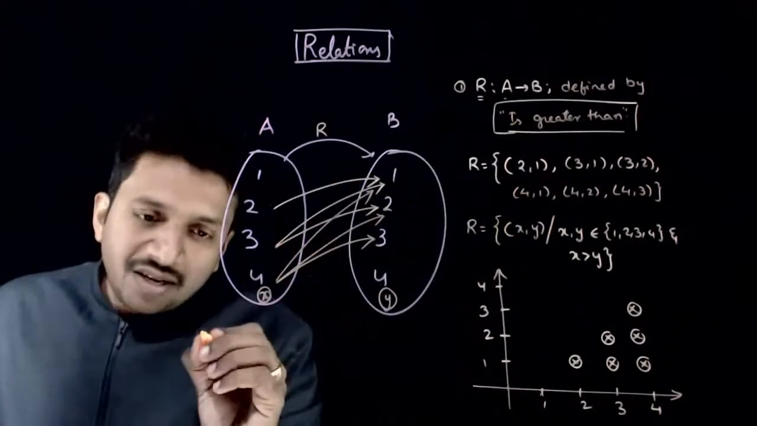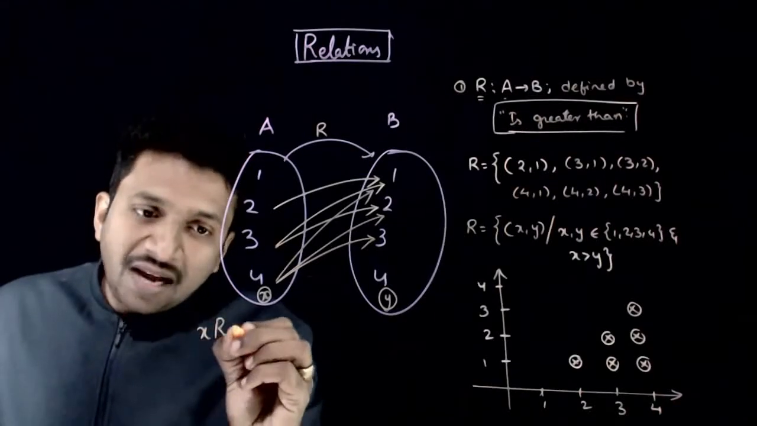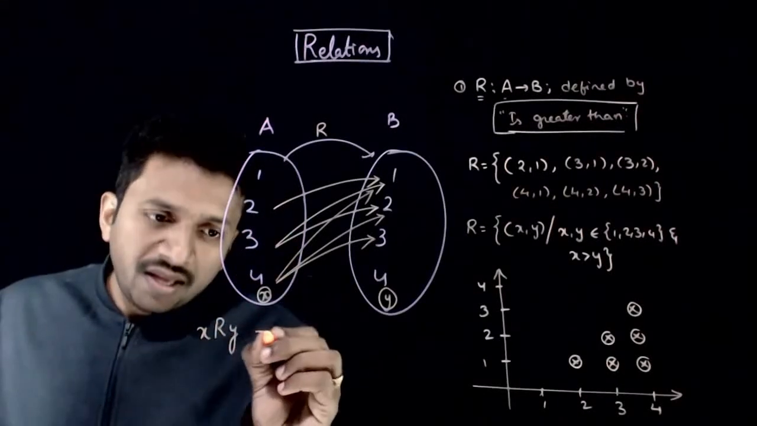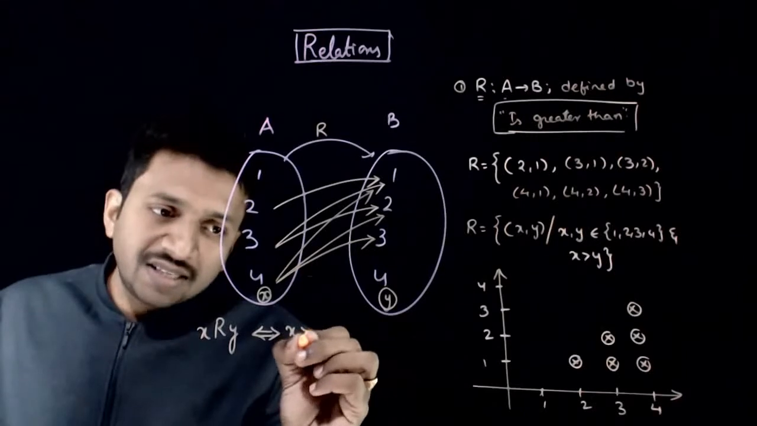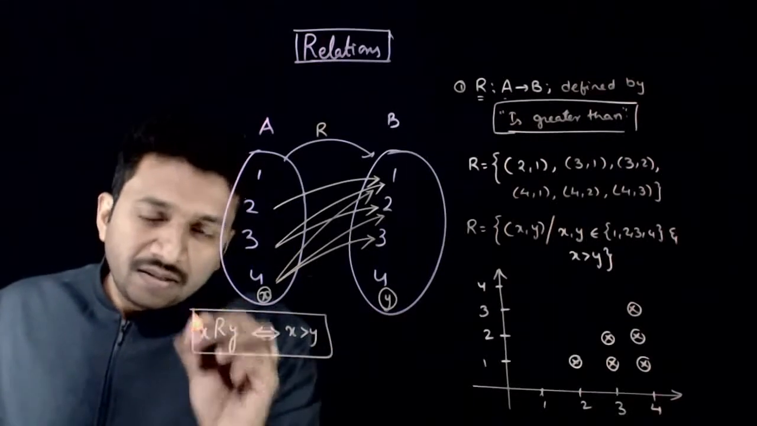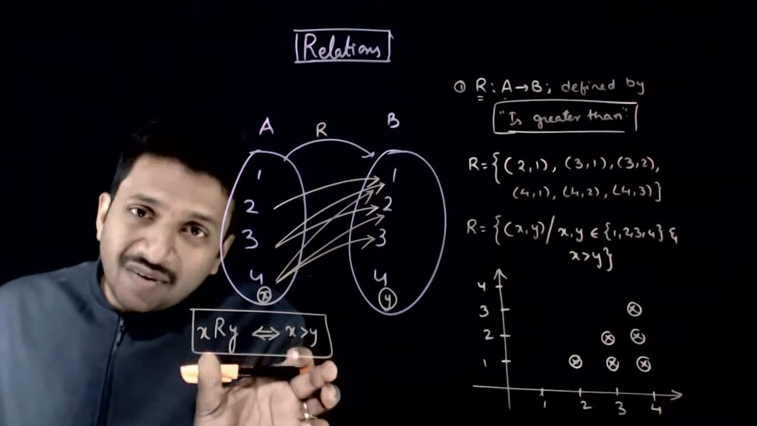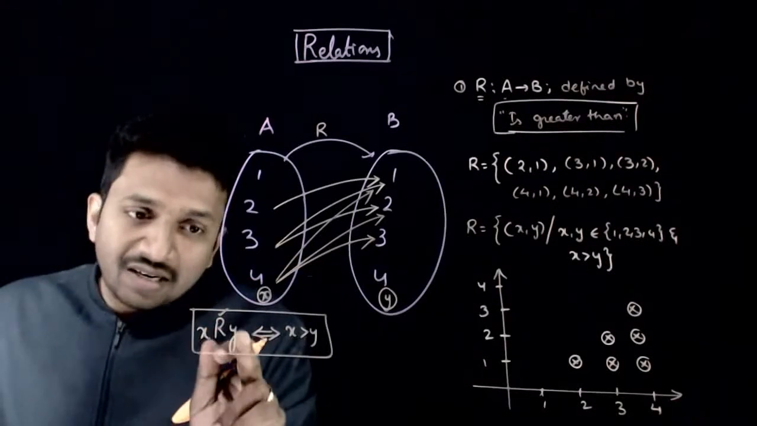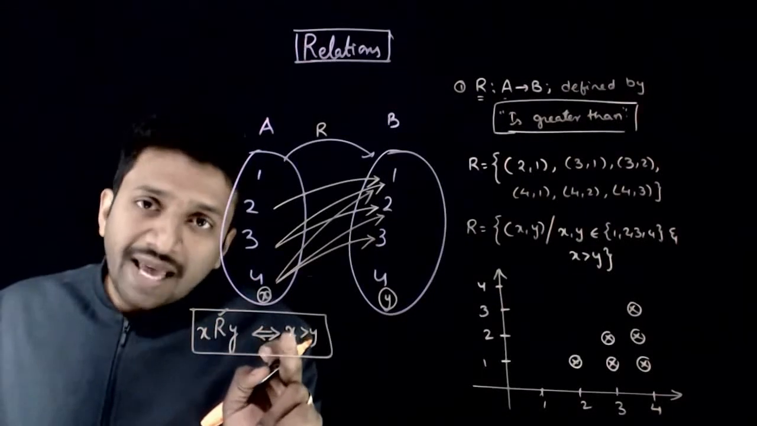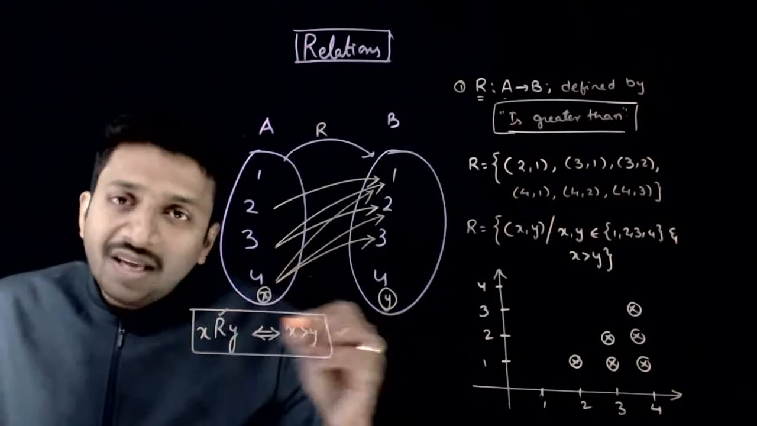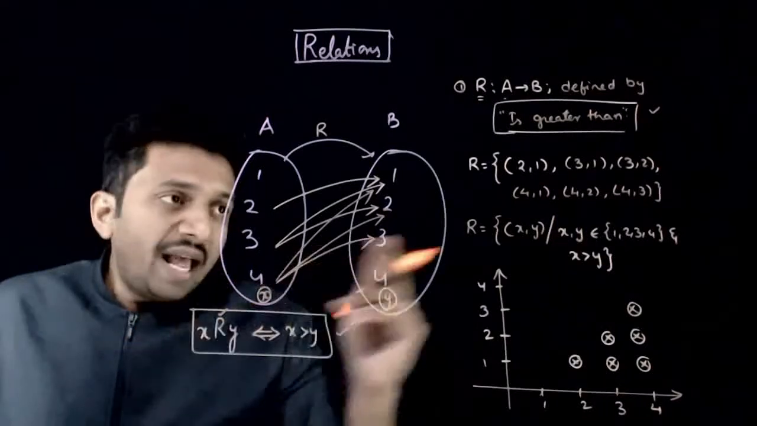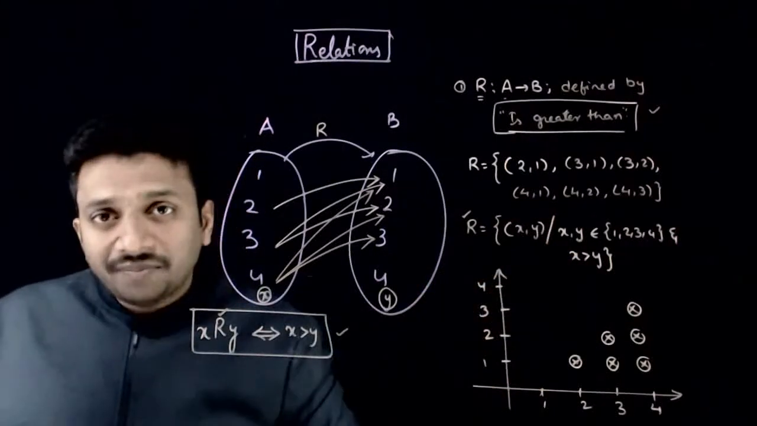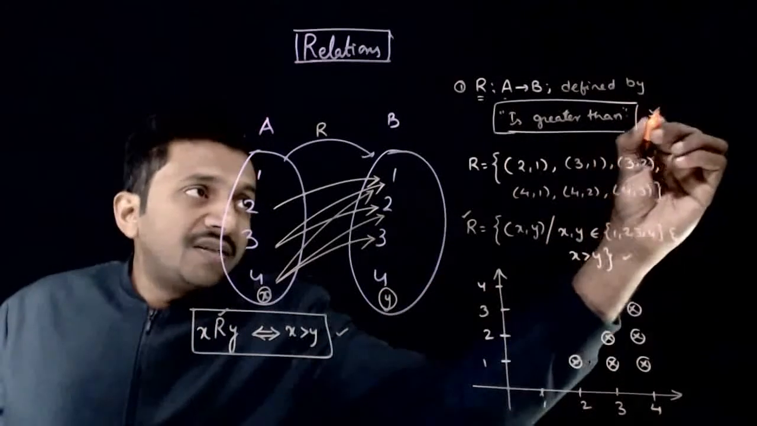So now what I write is: x is R related to y. An element x in set A is R related to y if and only if x is greater than y. So if some expression like this is given, this also means this. That is, this relation R connects x to y if and only if x is greater than y. So this can also be written. Both these are the same. And this can be written: R contains elements (x, y) such that x is greater than y. So this is also one way to give the same information.